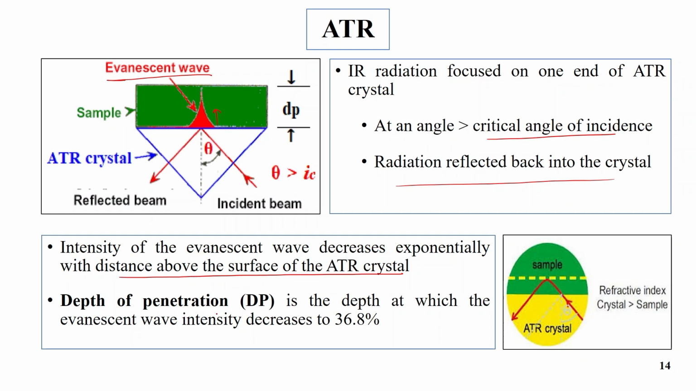Now, depth of penetration is the depth at which the evanescent wave intensity decreases to 36.8%. So as this intensity is decreasing, say here it has dropped to 36.8%, then we will say that this is the depth of penetration, the depth at which the evanescent wave intensity decreases to 36.8%.